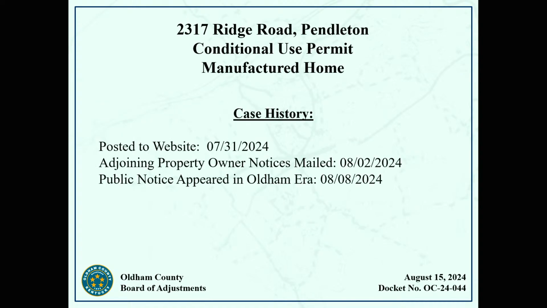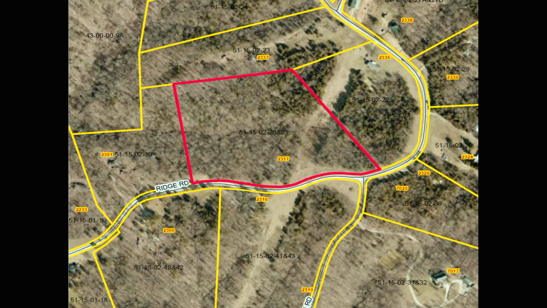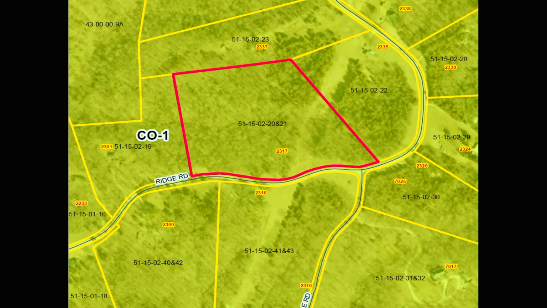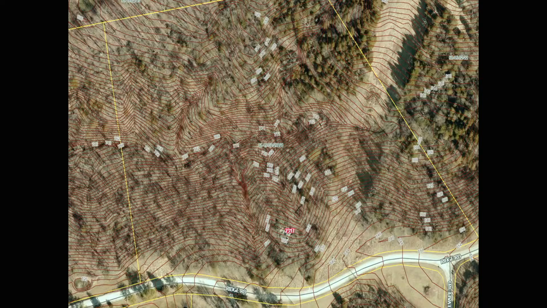Case history, as with our other cases: we posted to our website on July 31st. We sent out our adjoining property owner notices on the 2nd of August, and it appeared in the Oldham Era on the 8th of August. Here's the property in question at 2317 Ridge Road, zoned CO1 conservation.